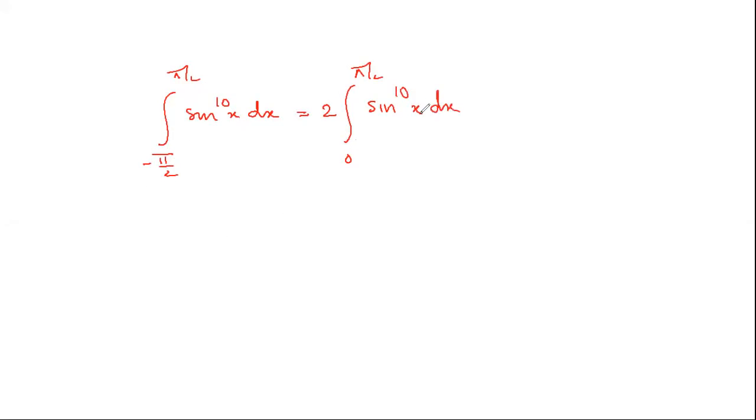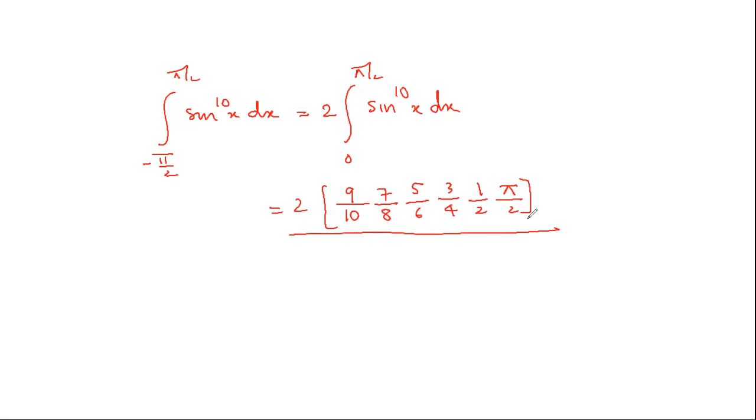Is it equal? Yes. Now 0 to pi by 2 we can apply the shortcut. So your answer became 2 into. Start from where? Denominator or numerator? Start from denominator. 10, 9, 8, 7, 6, 5, 4, 3, 2, 1. When it becomes 0, what will come? Pi by 2. That is your answer. Of course, you can simplify in your own way. I hope all of you understood this shortcut. Very, very important shortcut.